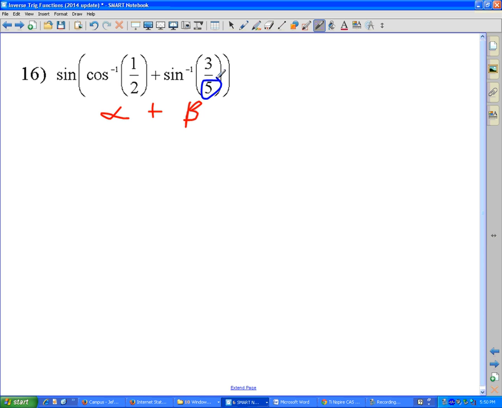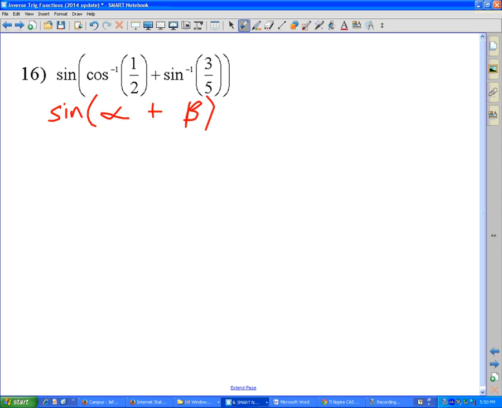Because of the sum and difference formulas we've been using, we used a lot of alphas and betas. That's why I named one of my angles alpha and one of my angles beta. You could name them A and D, X and Y, Joe and Fred. It's really up to you what you name them. I'm just going to go with alpha and beta.